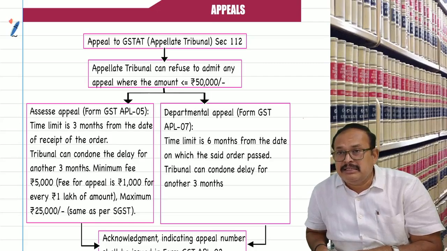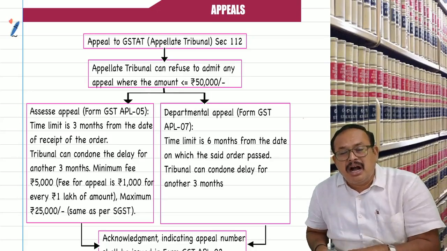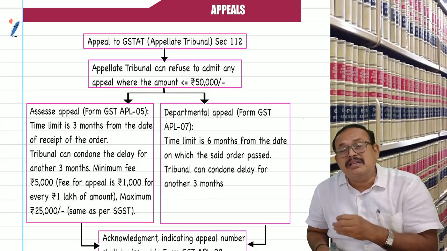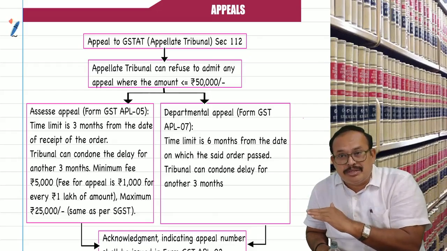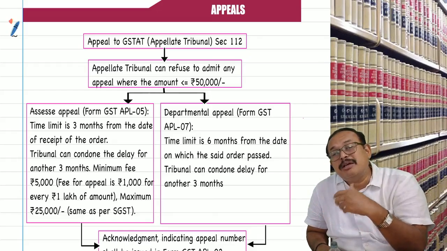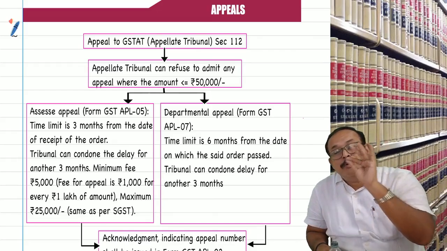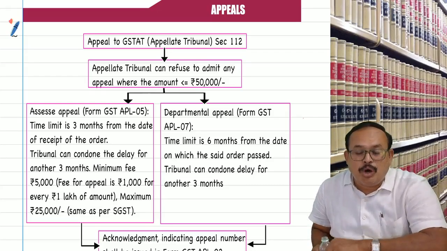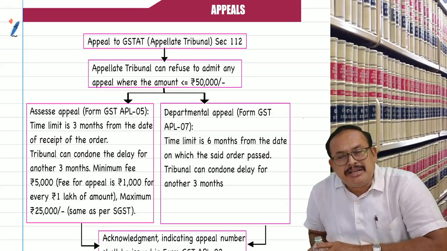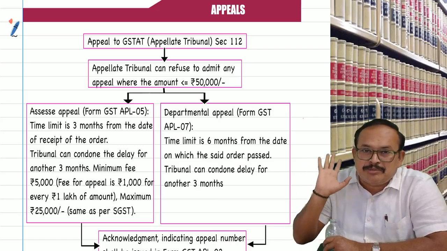Then in that case, I am hurt against the order of the Revisional Authority, or I may be hurt against the order of the Joint Commissioner Appeals or Commissioner Appeals. Where can I go for appeal? To the tribunal. In that case, taxpayer appeal, form GST APL 05. Time limit to go for appeal by the taxpayer is 3 months from the date of receipt of the order. The tribunal can condone the delay for a further period of 3 months, not exceeding 3 months, not beyond that. 3 plus 3, maximum 6 months.